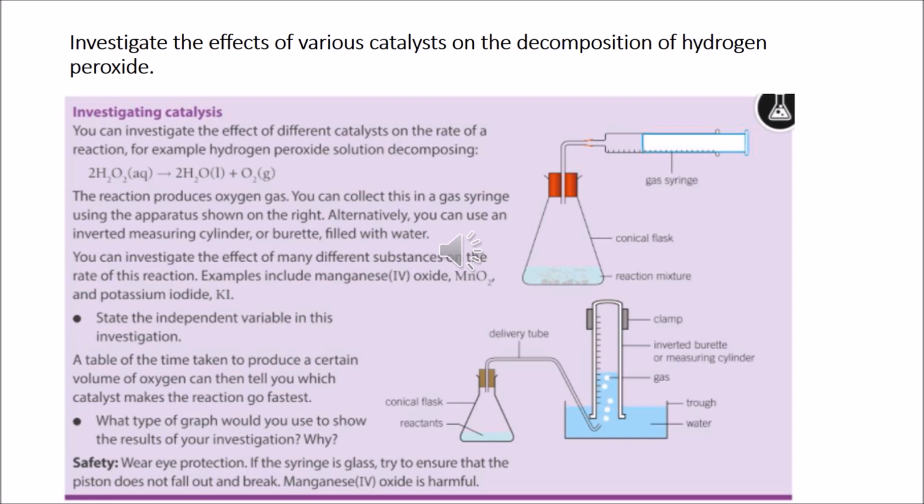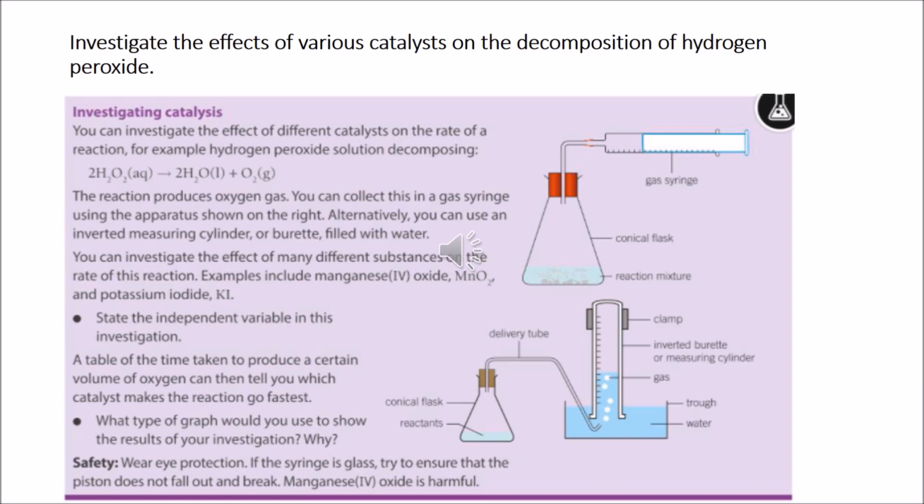So the independent variable in this investigation is something that you are changing in your investigation. So you are changing the catalyst, so that would be manganese oxide and potassium iodide. A table of the time taken to produce a certain volume of gas can then tell you which catalyst makes the reaction go faster. So what type of graph would you use to show the results of your investigation, and why?